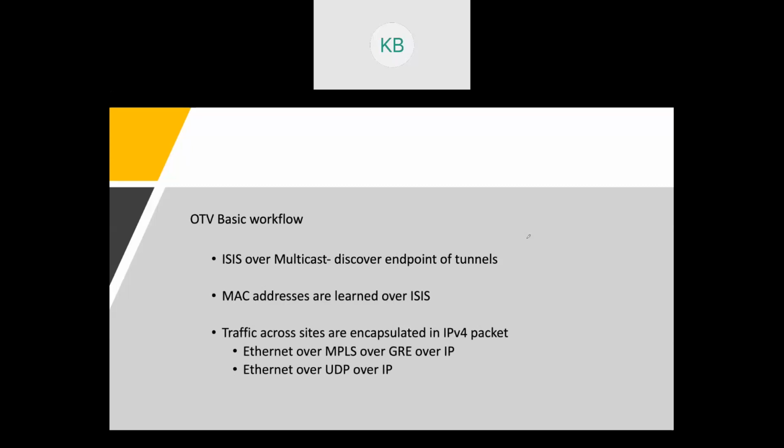So the idea of using MPLS and UDP here is, if the traffic is for a specific VLAN, you don't want all the VLANs' traffic to be merged or categorized in the same pipe. You want to segment the traffic for different VLANs. So in MPLS, what OTV does at the backend is it creates a specific label for different VLANs. That way it can segment between the different VLANs. Similarly for UDP, there is a special field it uses to segment the traffic for the different VLANs.